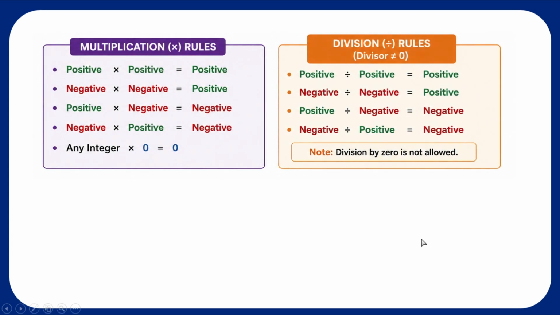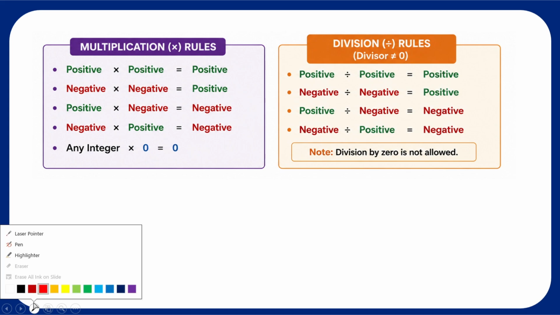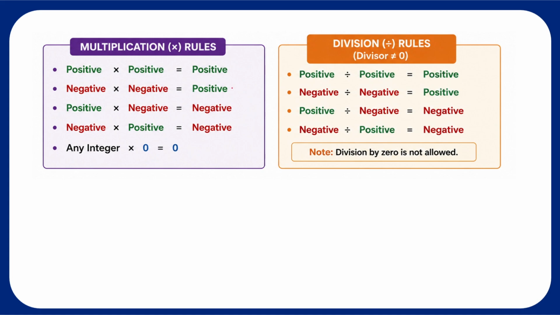Now let's review the few rules of integers based on multiplication and division. As you can see, a positive number times a positive number gives you a positive response, and a negative integer times a negative integer gives you a positive response as well. So when the signs are the same, positive-positive or negative-negative, the answer is always positive. When integers of the same sign are multiplied or divided, the response is always positive.